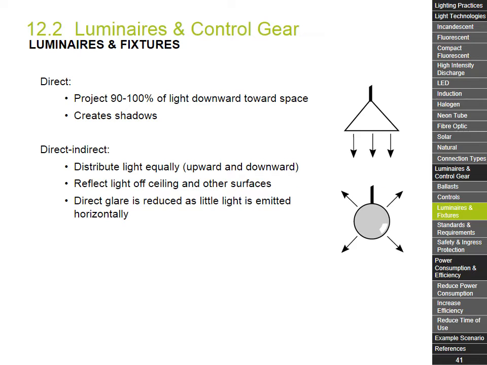Direct fixtures distribute 90 to 100% of the light downward. This type of lighting can create shadow and glare issues when not installed appropriately or with suitable fixtures. This is the most common form of lighting in both residential and commercial applications. Direct-indirect fixtures distribute light equally, both upwards and downwards, and use surface reflectance to aid in light distribution. This can reduce direct glare as little light is emitted horizontally.